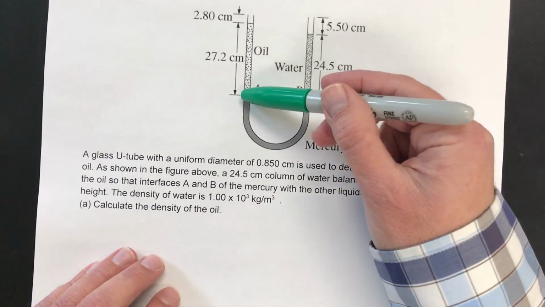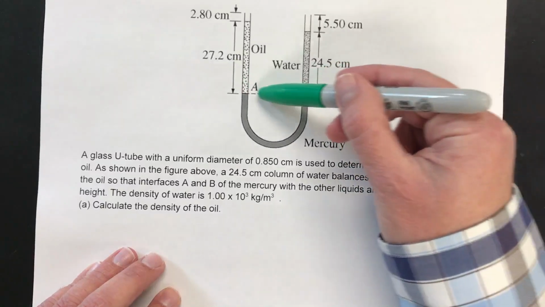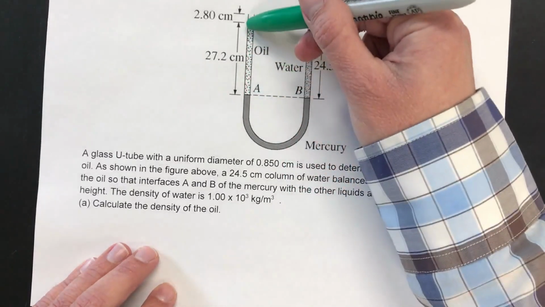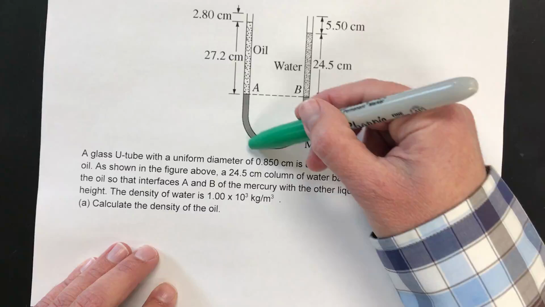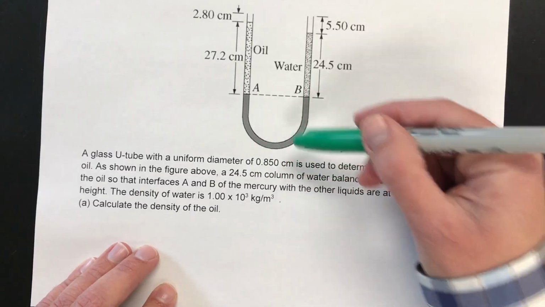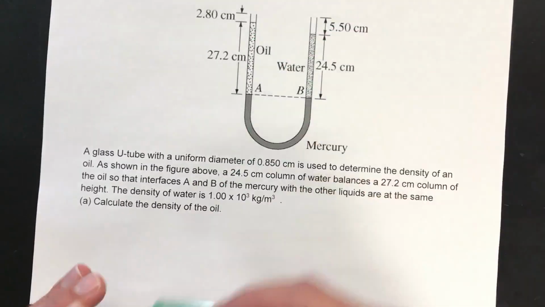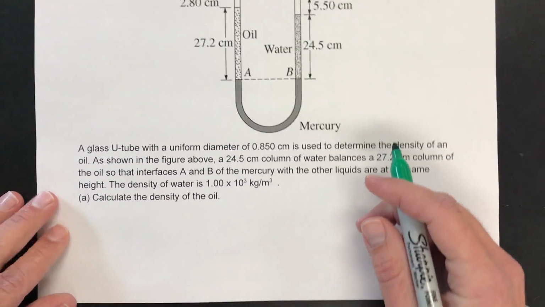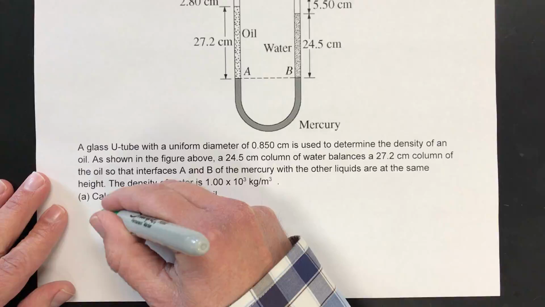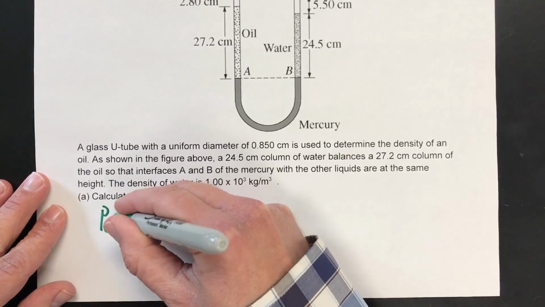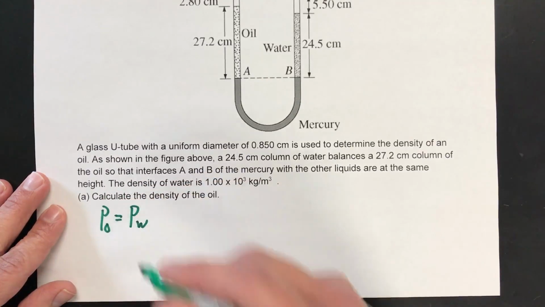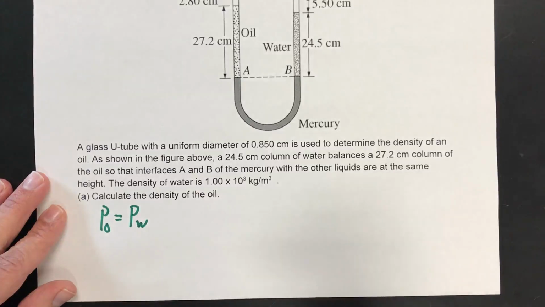Well, we know because the mercury here at A and B is at the same height. If the pressure was greater over here, A would be pushed down beneath B. But A and B are at the same height, so they must have the same pressure exerted on each of them. So the way we can write this is that the pressure being caused by the oil has got to be equal to the pressure being caused by the water.